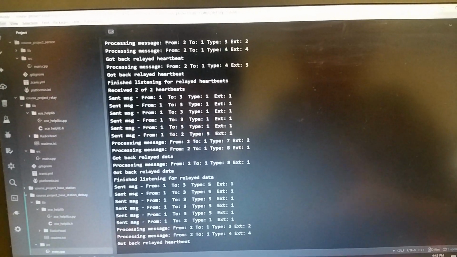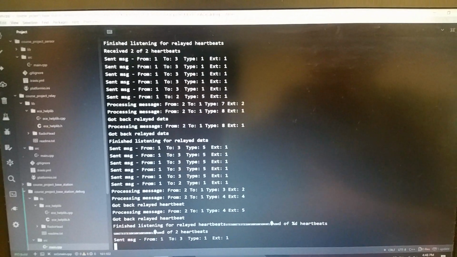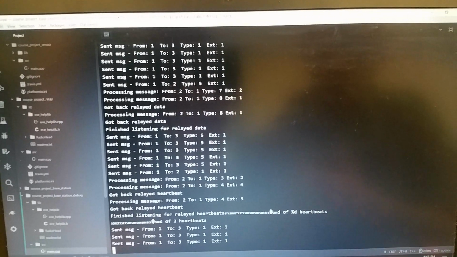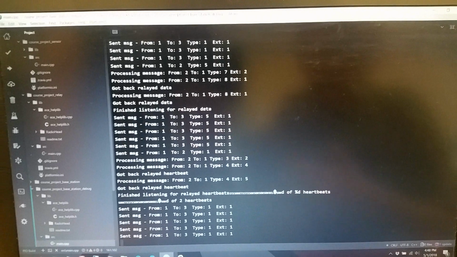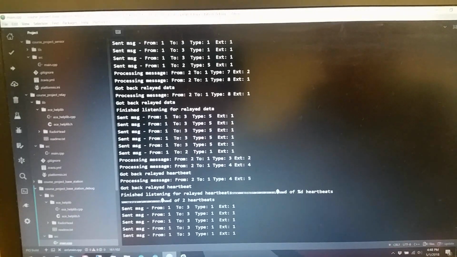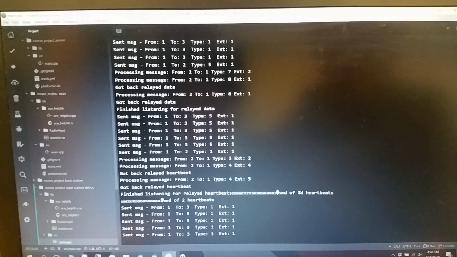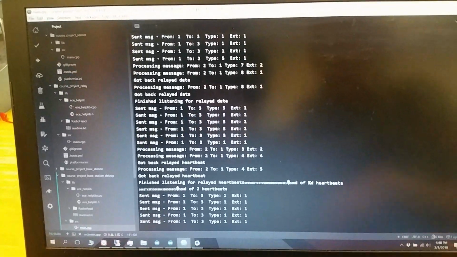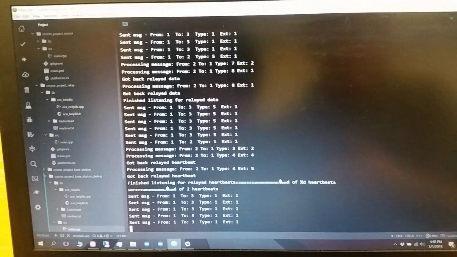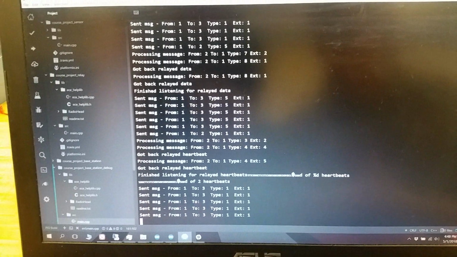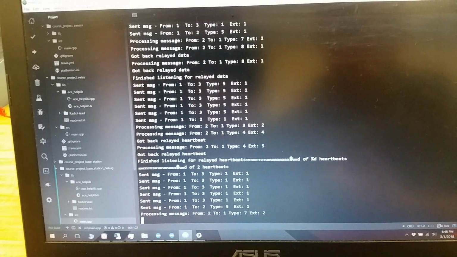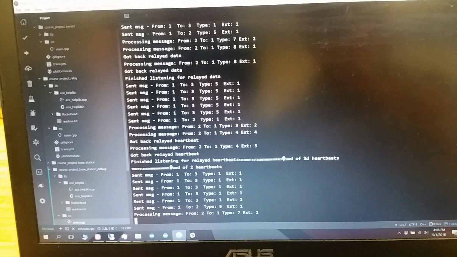So got back a relayed heartbeat. This means that one of the sensors talked to the relay, and the relay responded to the base station. Gets back another heartbeat from the other one, confirming that we have a heartbeat from both of the sensors. Now it is trying to poll number 3. Now sensor 3 has been disconnected. It's not part of the network, so you see it polls a couple of times, doesn't get any response, and then just quits and moves on.